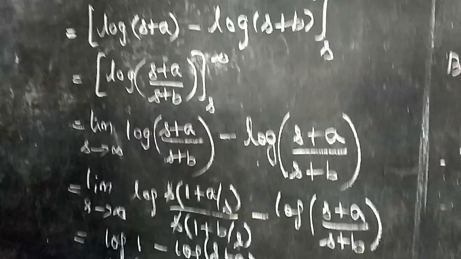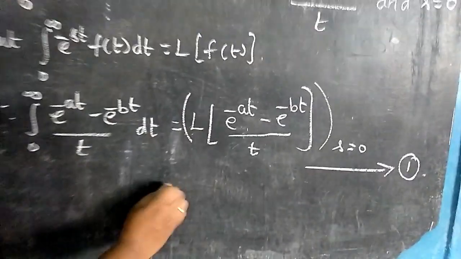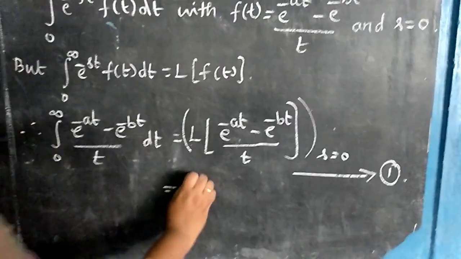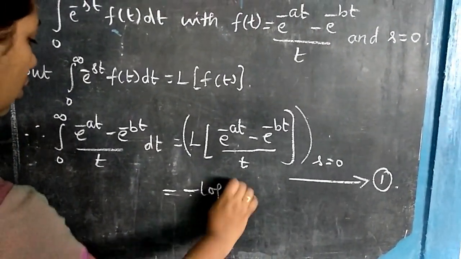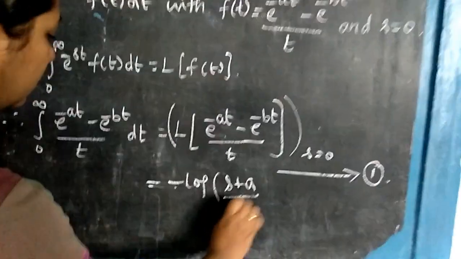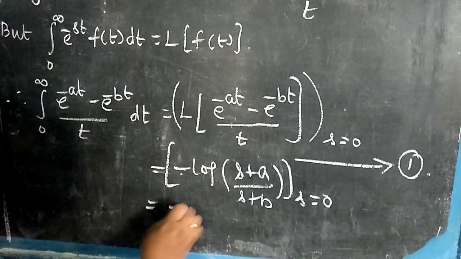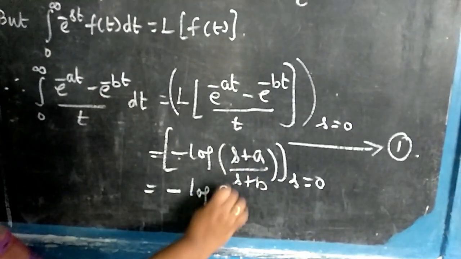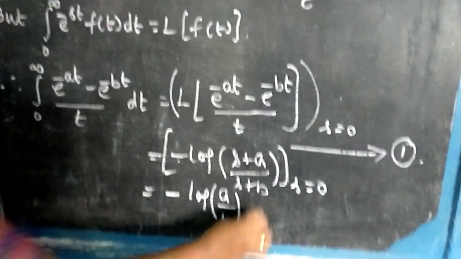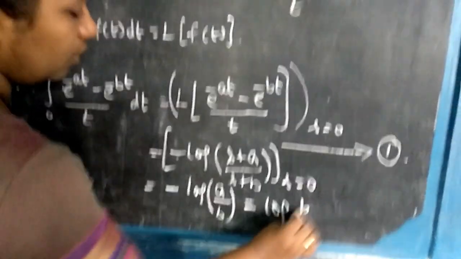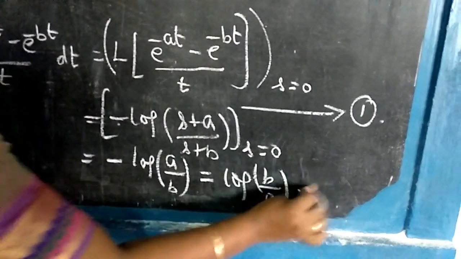Let us substitute this value in equation number 1. Therefore, it becomes minus log of s plus a by s plus b at s is equal to 0. When s is 0, it is log a by b, which is same as log of b by a. Thus proved.